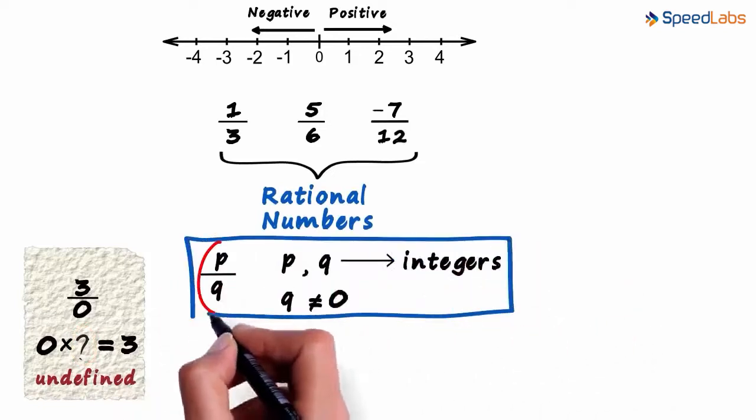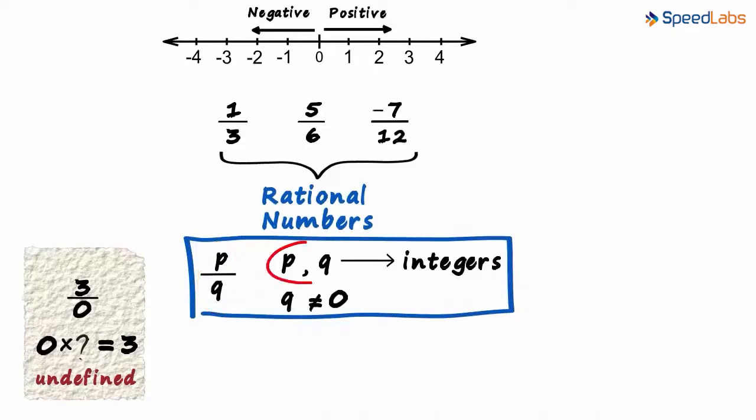So this is the basic definition of rational numbers. It is a number of the form p by q, where p and q are integers and q is not equal to 0. There are many questions that should pop up in your head when you see this definition.